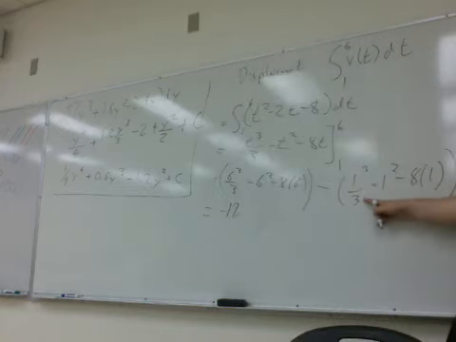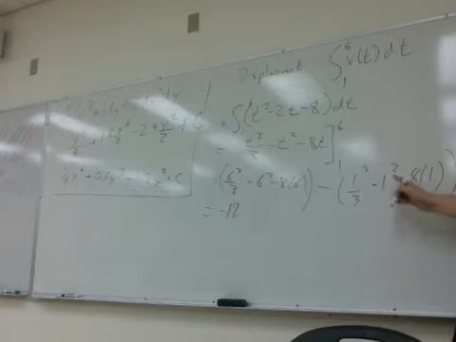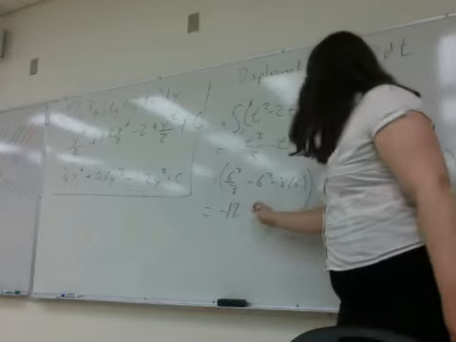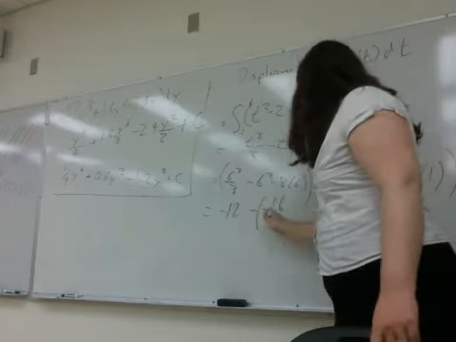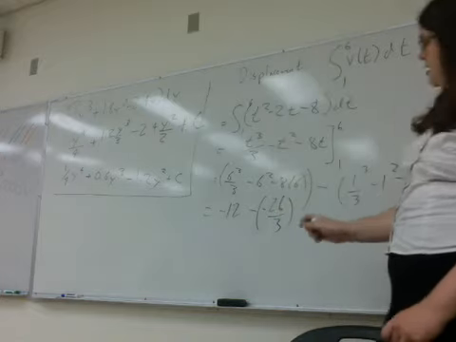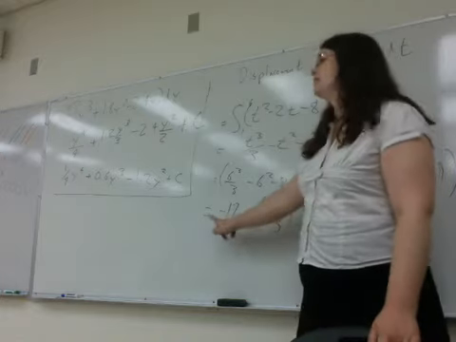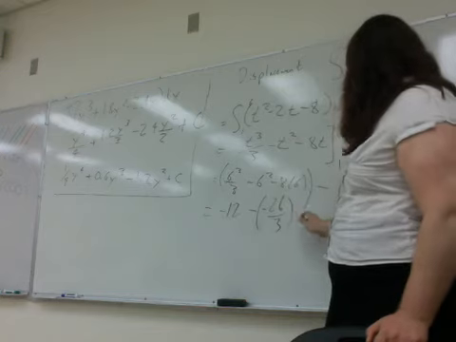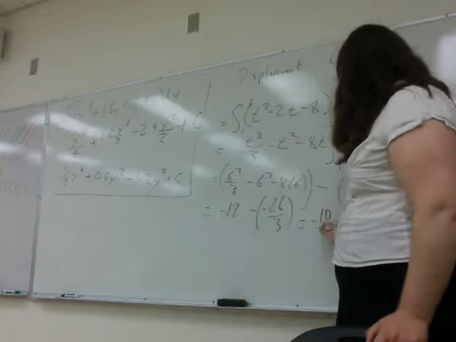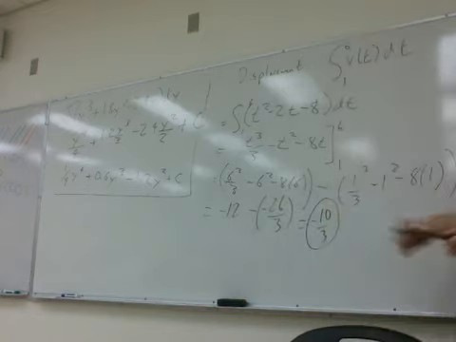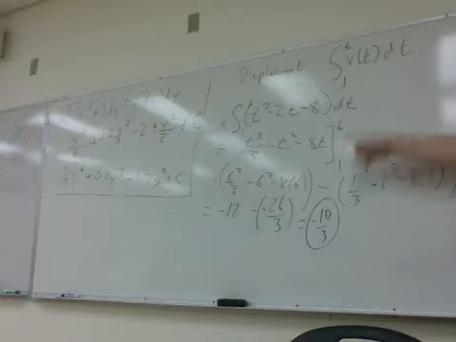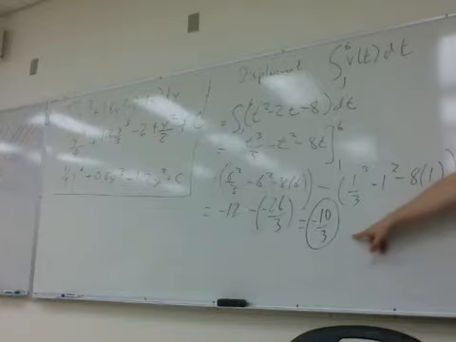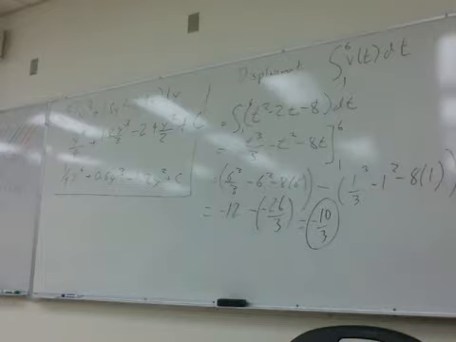Here, 1 cubed over 3 is a third, minus 1 minus 8 is a third minus 9. 9 is 27 thirds, so this is negative 26 over 3. Negative 12 is negative 36 over 3, plus 26 over 3 gives you negative 10 over 3. So the displacement here is negative 10 over 3. So you've got 10 over 3 in the negative direction.